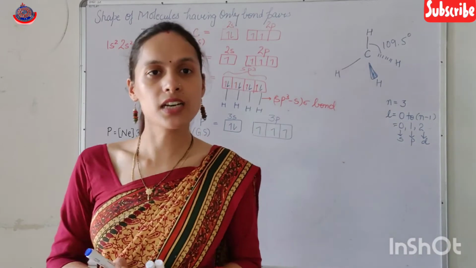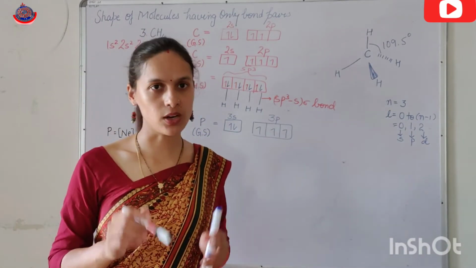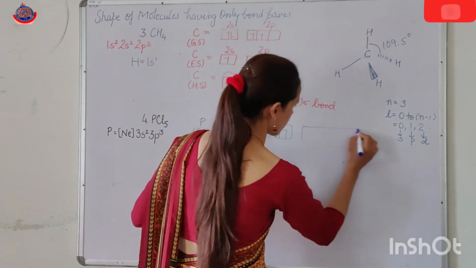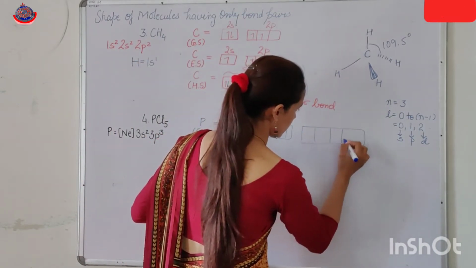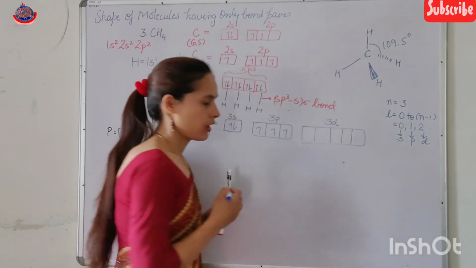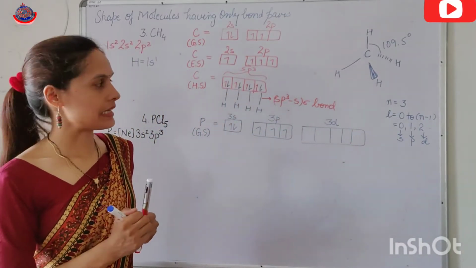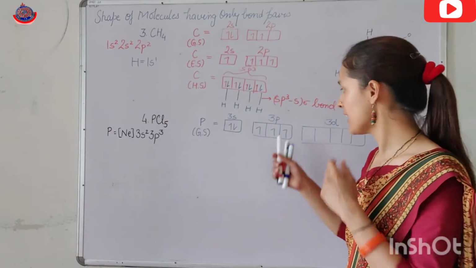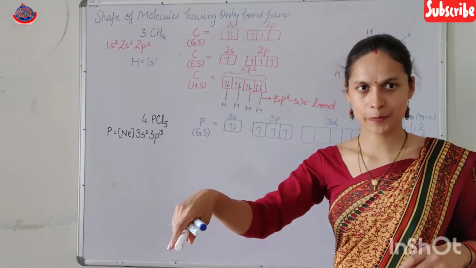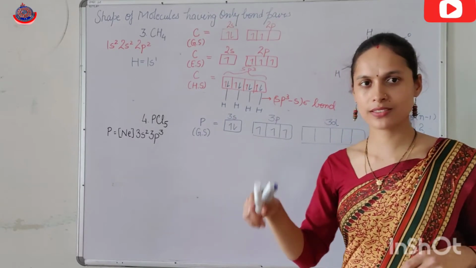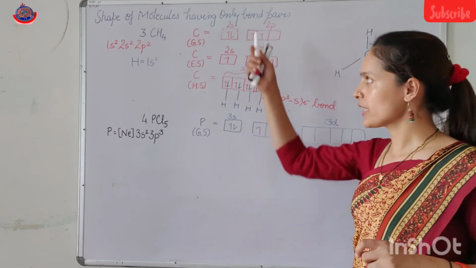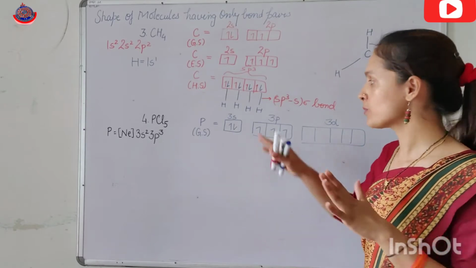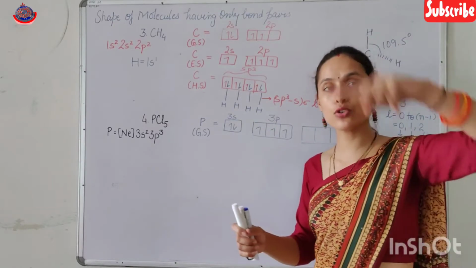It means in the third shell we have the d subshell also. So here we will write 3d also. While filling electrons in the electronic configuration, we have studied that 3d will fill after 4s because the energy of 4s is less than that of 3d. But during hybridization, during bond formation, the electron will jump from 3p to 3d, not from 3p to 4s.